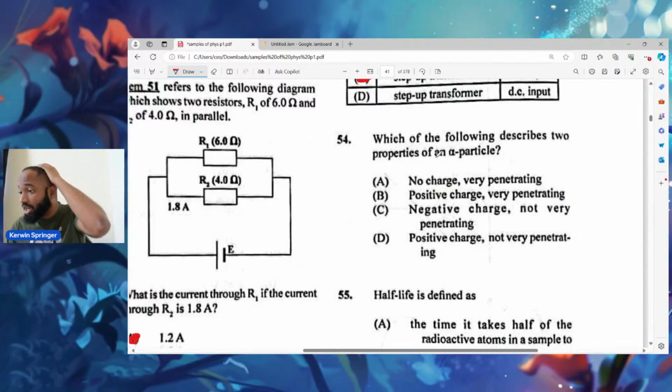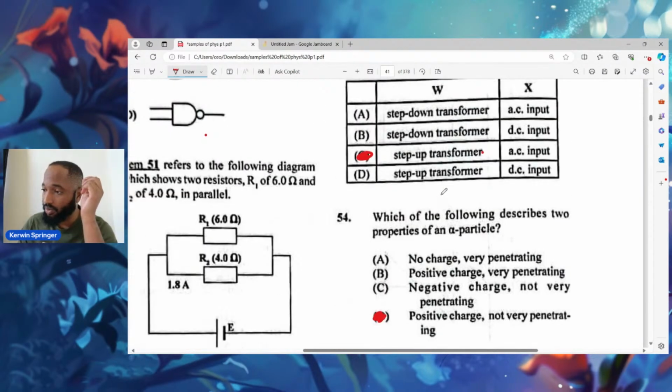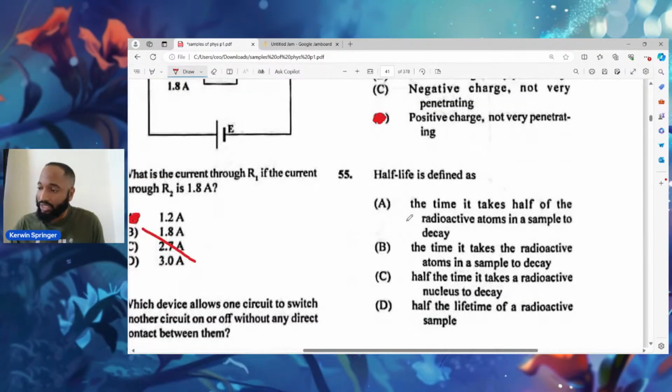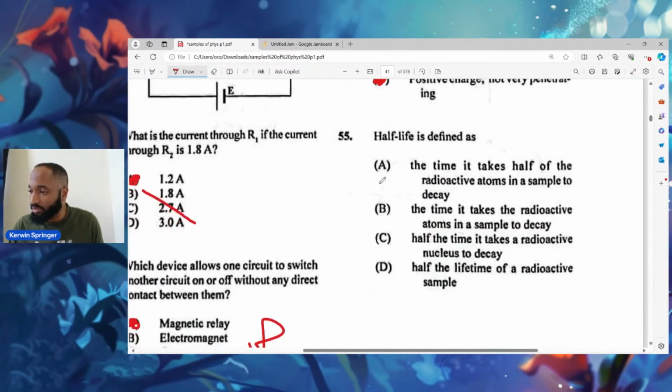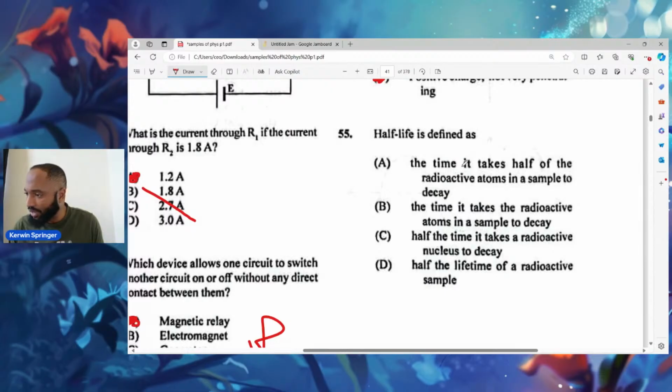Which of the following describes 2 properties of an alpha particle? No, it has a big charge. It has a positive charge. Very penetrating? No, positive charge, not very penetrating. So, very ionizing. Alpha particle, helium nuclei. Positive is the charge. And because it's so big, it's not very penetrating, but it's very ionizing. Still dangerous. Half-life is defined as the time it takes half of the radioactive atoms in a sample to decay. Kinda. No. Half the time it takes a radioactive nucleus to decay? No. Half the lifetime, no. So A is the best answer here.